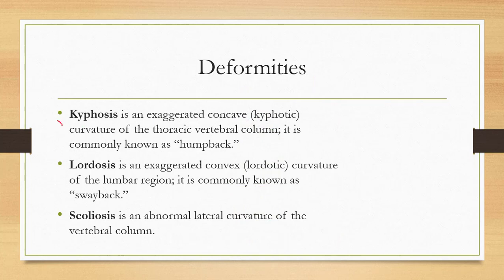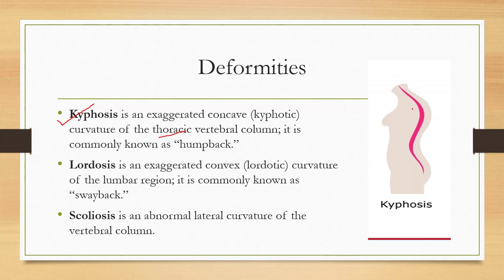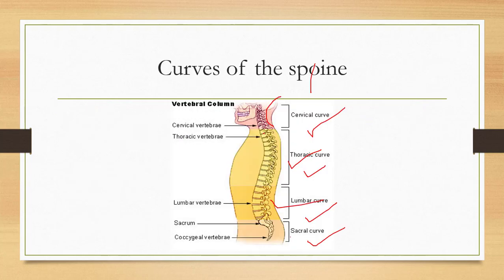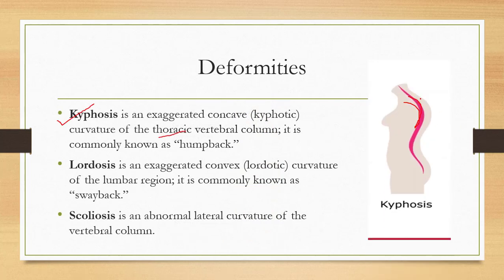They are very important. Now we'll talk about some deformities. The first deformity is kyphosis. Kyphosis is an exaggerated concave curvature of the thoracic vertebral column. So how does it look? If you can see here, instead of being a little convex, as you have seen in this diagram, the thoracic vertebrae become more concave. This leads to a structure called a humpback.